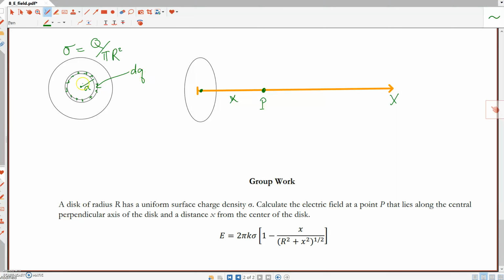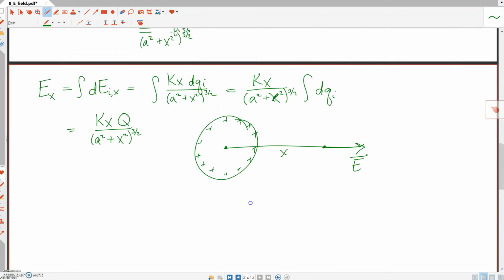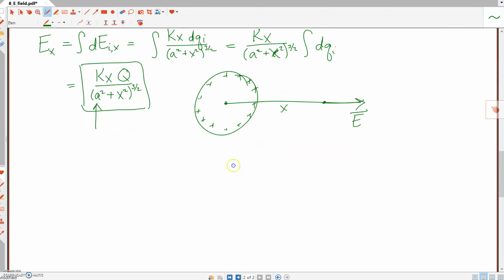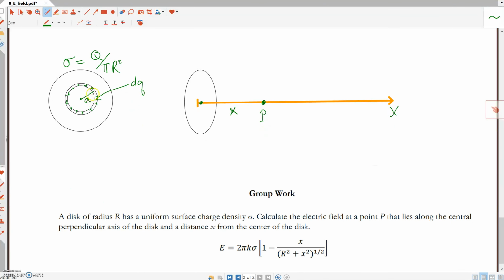And I already know what the electric field is due to a ring at point P. I know the dE. So basically, I'm starting now with this result, except this part all stays the same, but now instead of a capital Q, the charge on my ring is a dq, and I'm going to have to play with that a little bit and then integrate. And remember this A was the radius of the ring, which is not the radius of the entire disk. That's capital R.